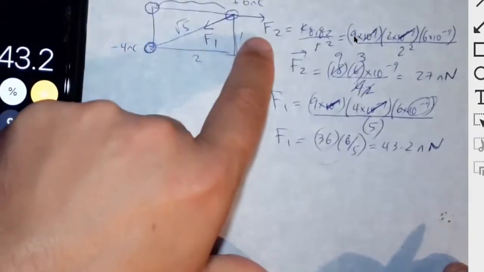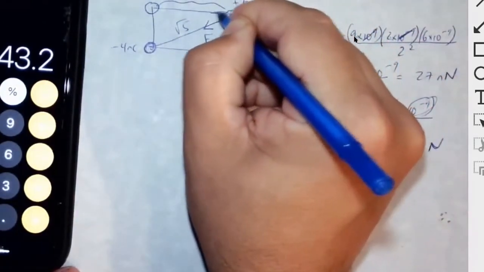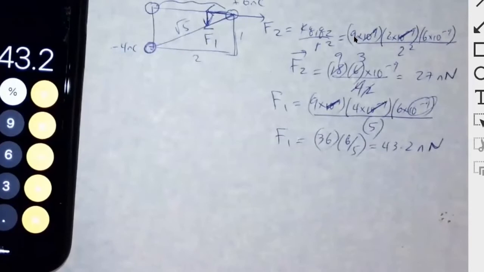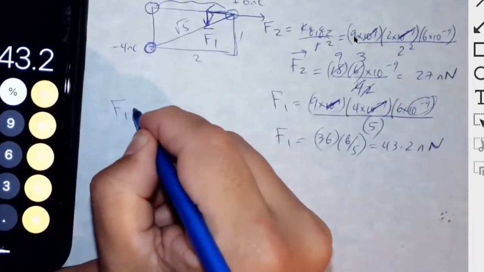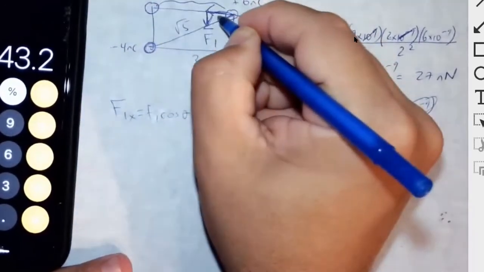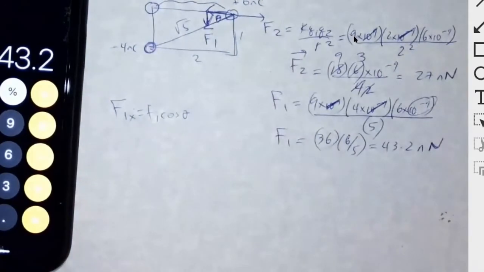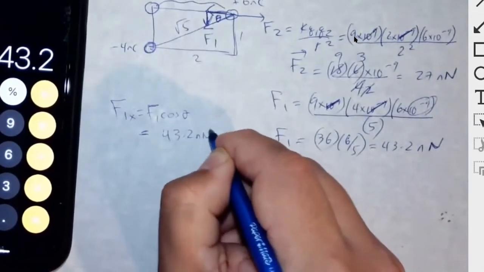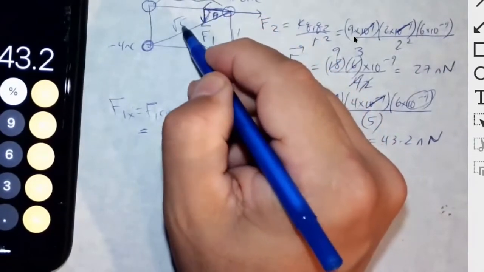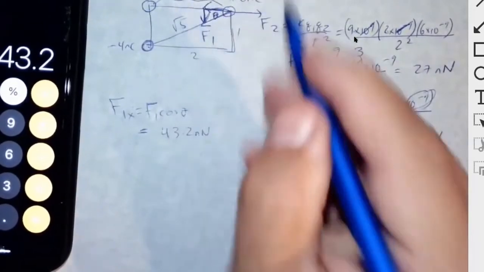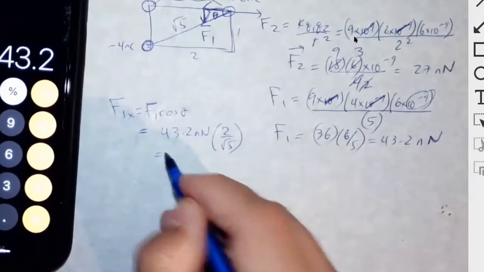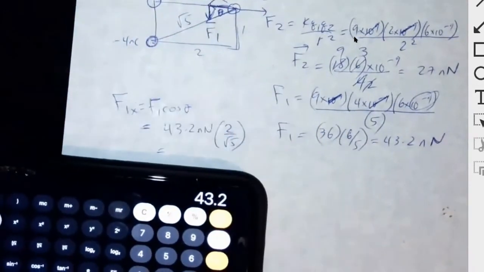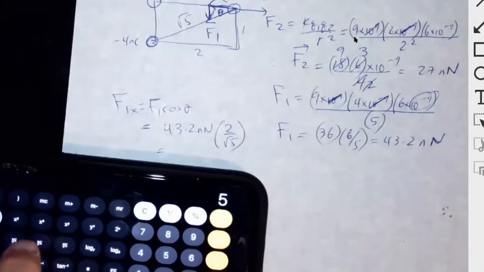Then what do we do? Well, F2 is already in the x direction. So then we just break this up into X and Y direction. Right? So there we say F1x is going to be F1 cosine theta. This is theta. So then that's going to be 43.2 nanonewtons times cosine, which is going to be 2 over root 5. So remember, we don't need to know the theta, just the cosine of it. 2 over root 5. So times 2 divided by root 5.